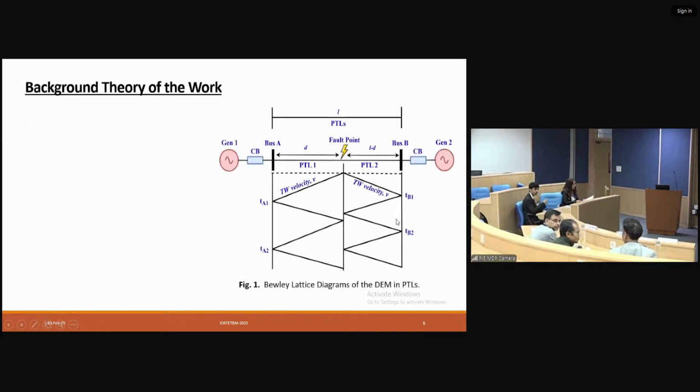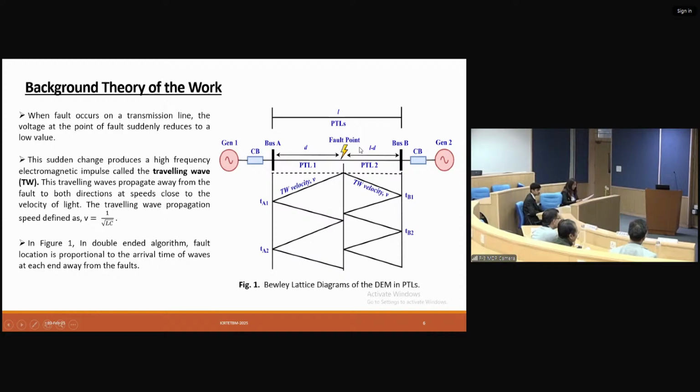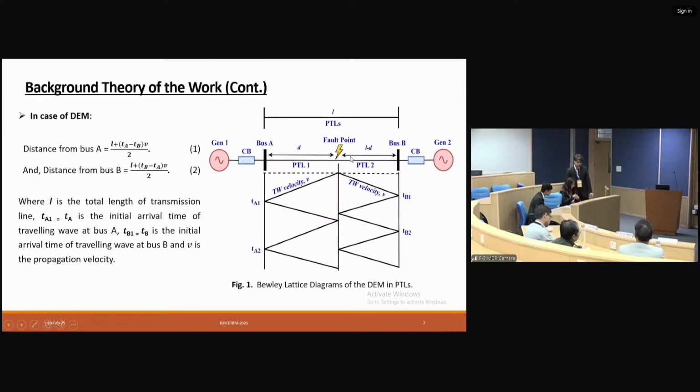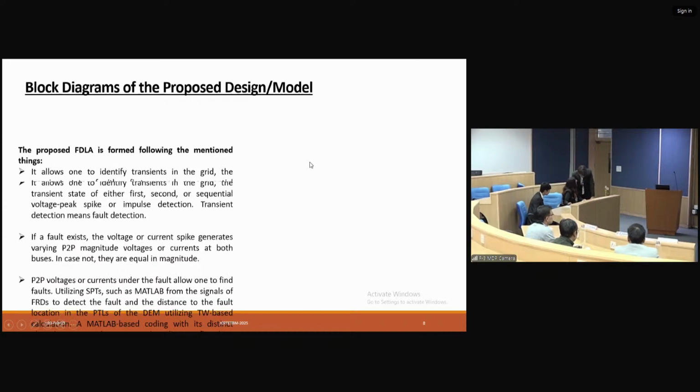This is the Bewley lattice diagram of the double-end method in a power transmission line. When any fault is created, a traveling wave is created, and the traveling wave propagates along the line with a velocity close to the speed of light, expressed as v equals 1 over the square root of LC, where L and C are the line inductance and capacitance. The distance from the two buses, bus A and bus B, is calculated by this formula.